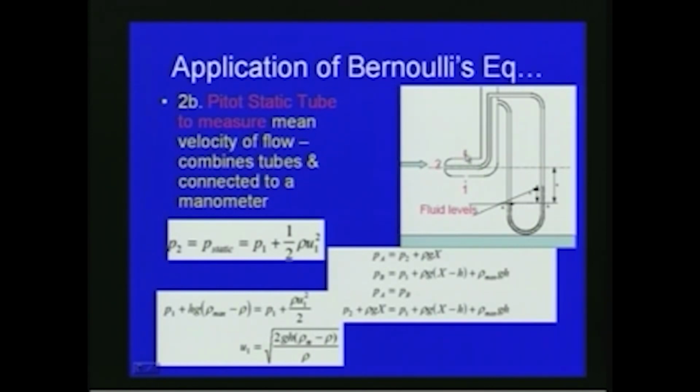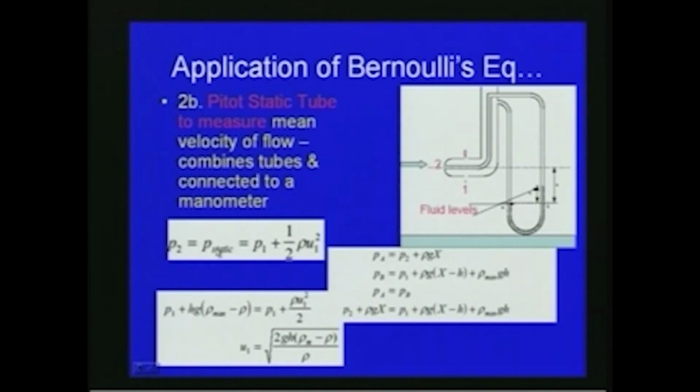With respect to the pipe, the pressure and the velocity are found. In this mechanism, it combines the tubes and is connected to a manometer. Here a manometer is shown, and at the center line where we are trying to measure the velocity, this tube is introduced at this location, and there is an opening with respect to this tube at section 1,1. When the manometer is connected, the fluid level difference will be like this at A and at B, as shown in this slide.